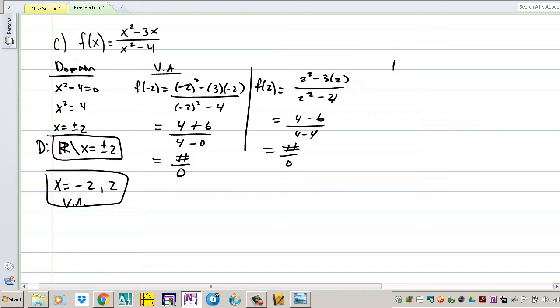Horizontal asymptotes. Look at this function here. Bottom heavy, top heavy, or same degree. They're both the same degree. So what are we going to do? We're going to divide the imaginary positive 1 and positive 1 together. So your HA is 1 divided by 1, which is 1. So y is equal to 1 is your horizontal asymptote.